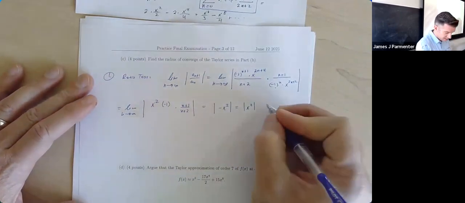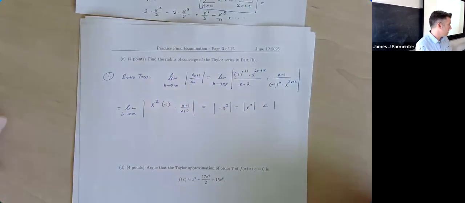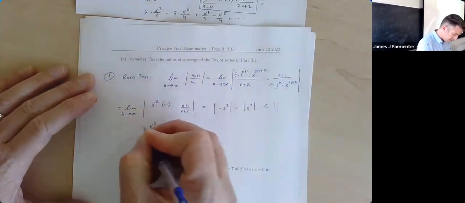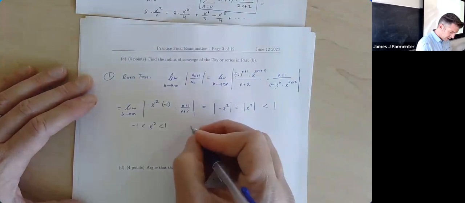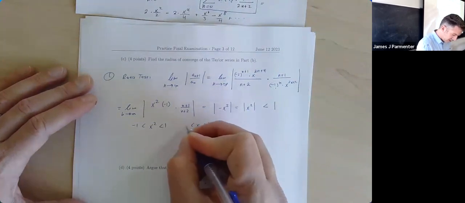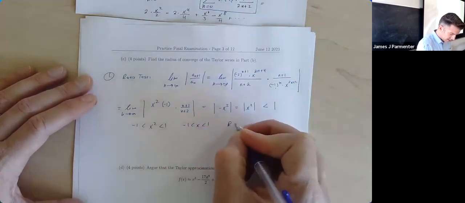We want that to be less than 1 as per the ratio test. So then we get x squared has to be between -1 and 1. So we get that x is between -1 and 1. And so our radius is equal to 1.